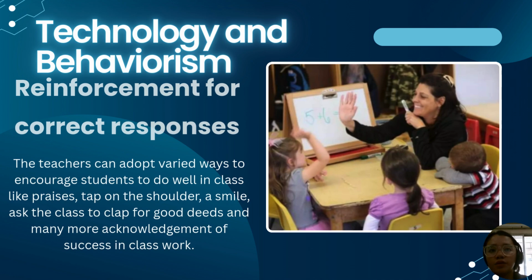Teachers use different types of reinforcement to encourage correct behavior. For example, verbal reinforcement, like very good, excellent job, while nonverbal reinforcement is like smiling, nodding, or a thumbs up. Social reinforcement is the class applause. Tangible reinforcement is like stickers, stars, tokens. While activity reinforcement is like free time or choosing a game. Reinforcement builds confidence and motivates students to repeat positive behaviors.